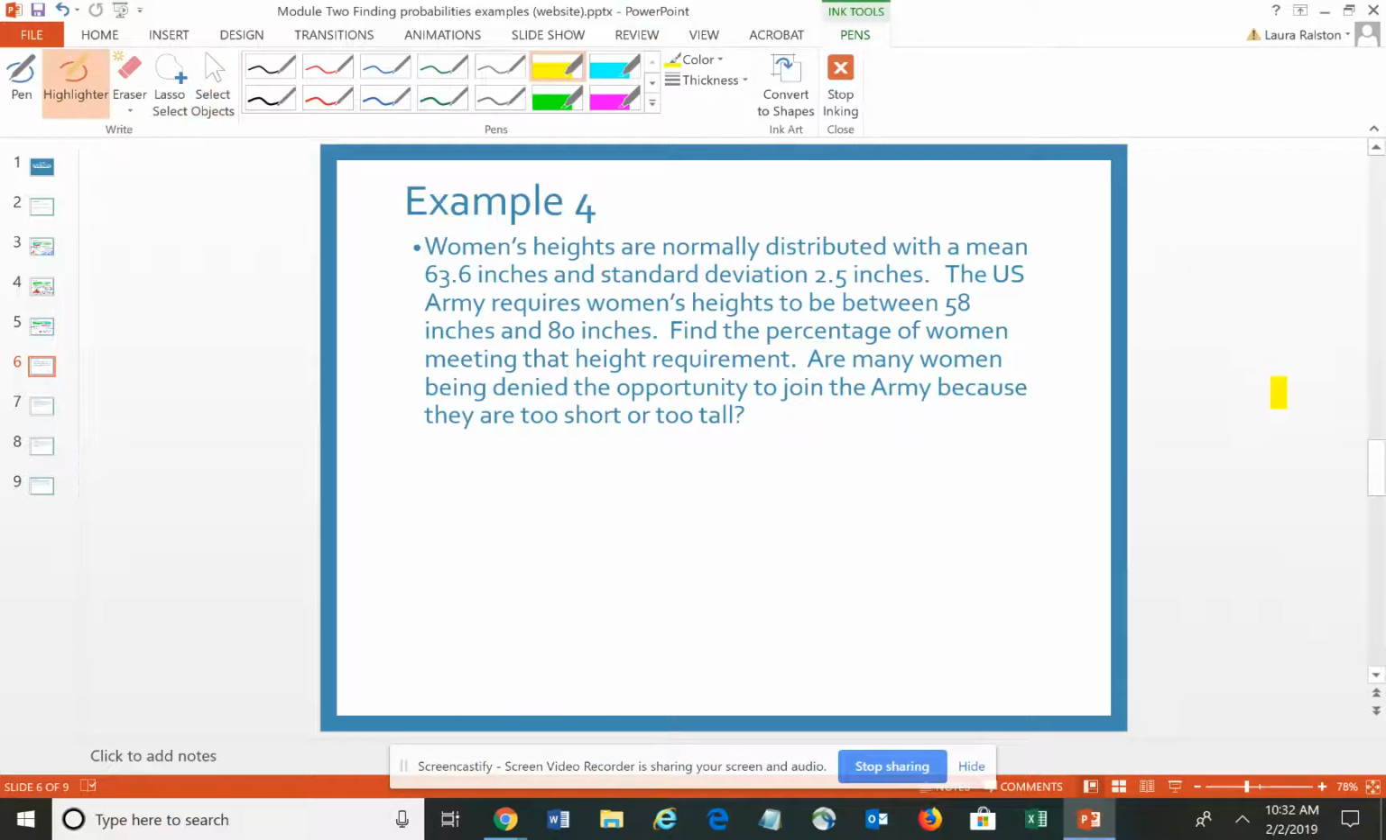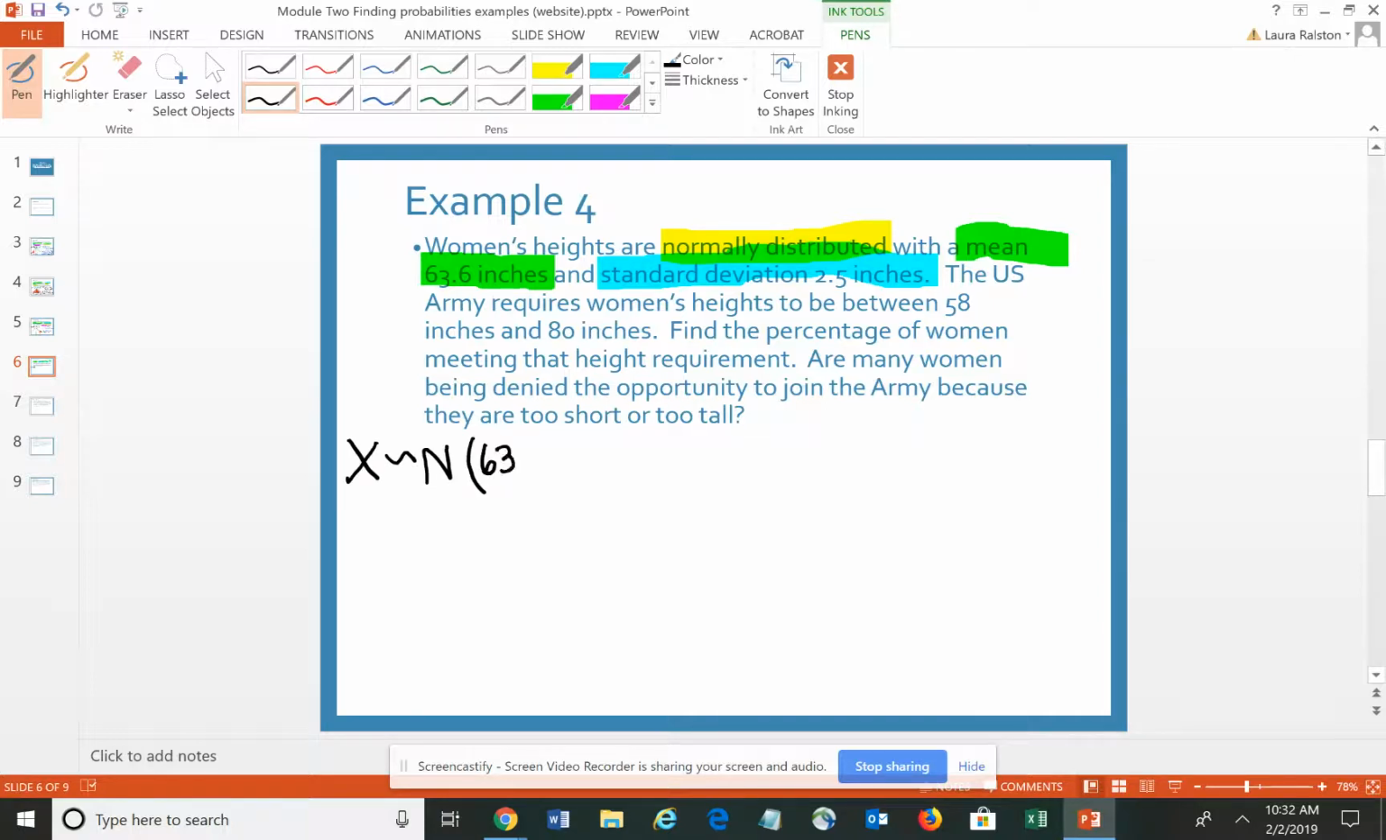Okay, so again, look at it. It tells us in the first sentence that women's heights are normally distributed. It also tells us that the mean of women's heights is 63.6 inches, and the standard deviation is 2.5 inches. So we know the three things that we have to know. We know that it's normal, we know the mean, and we know the standard deviation. In shorthand, we would have x is approximately normal with a mean of 63.6 and a standard deviation of 2.5.